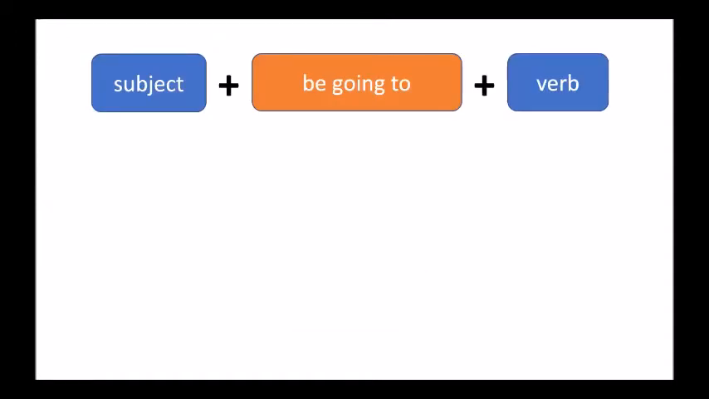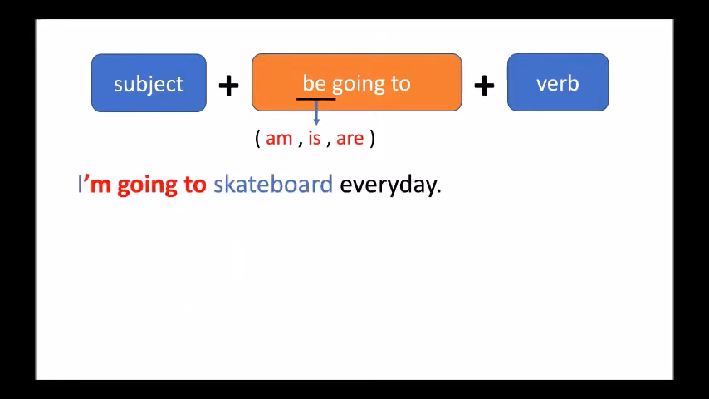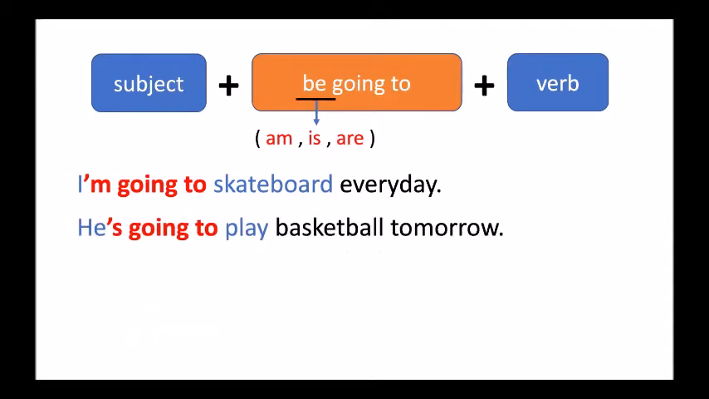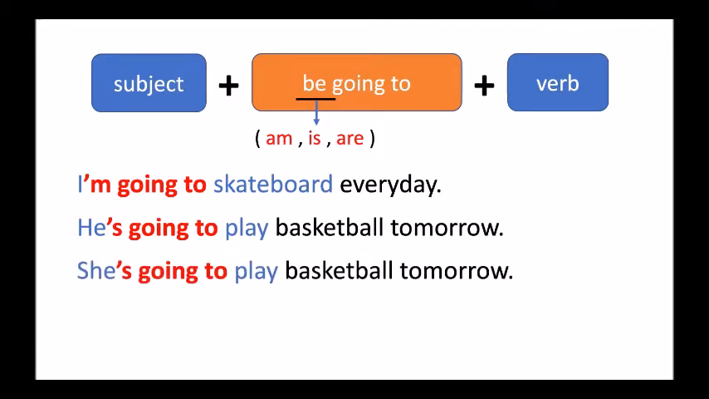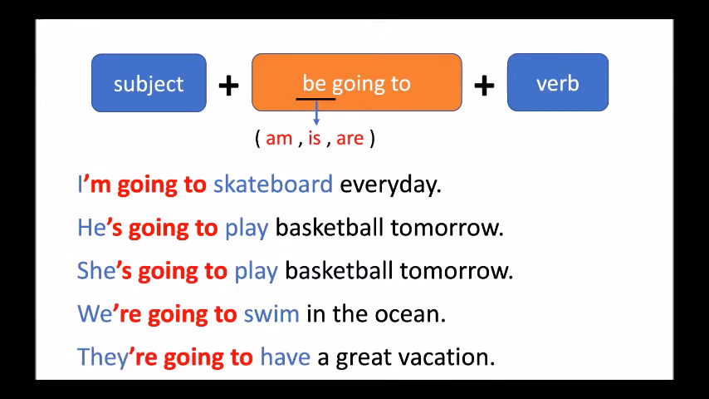Let's look at examples with be going to plus verb. Be is am, is, are. Okay, for examples. I'm going to skateboard every day. He's going to play basketball tomorrow. She's going to play basketball tomorrow. We're going to swim in the ocean. They're going to have a great vacation.